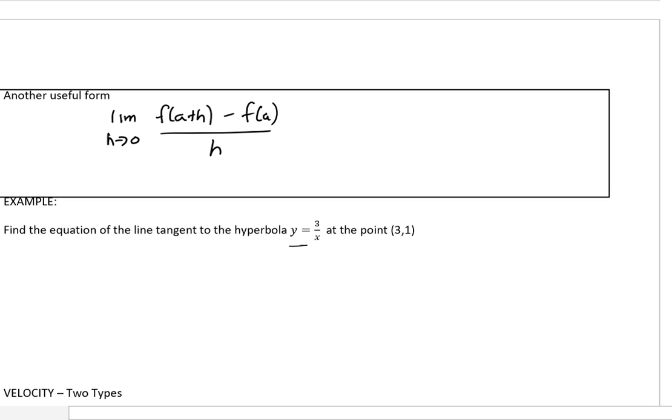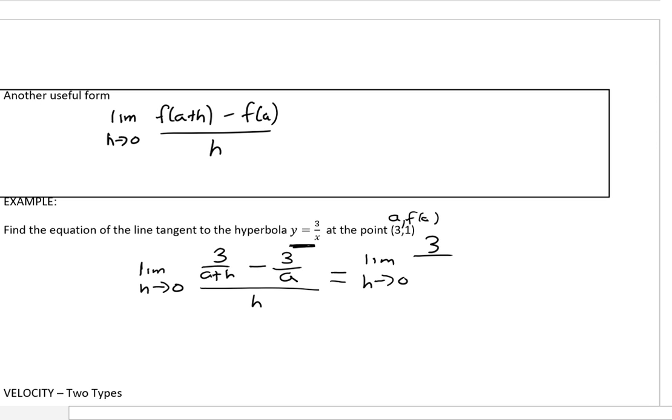So it'll be the limit as h approaches 0 of, we put a plus h in for x, so 3 over a plus h. That would be our f of a plus h, minus f of a, which is just 3 over a, all over h. Now we know that this is a and this is f of a. So we're going to plug 3 in for a. So that would go to the limit as h approaches 0 of 3 over 3 plus h minus 3 over 3, all over h.